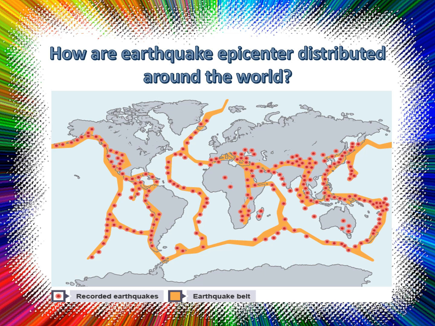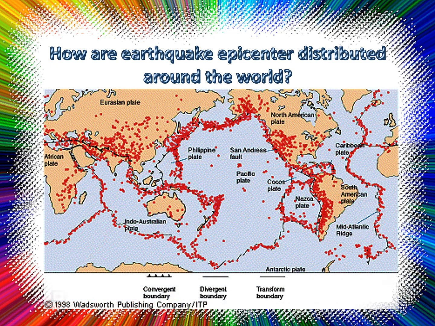Now, study and observe how earthquake epicenters are located and distributed around the world by looking at the red dots which represent the recorded earthquakes and the orange marks for the earthquake belt. Observe the red dots in the world map, that will tell us how earthquake epicenters are located and distributed around the world.